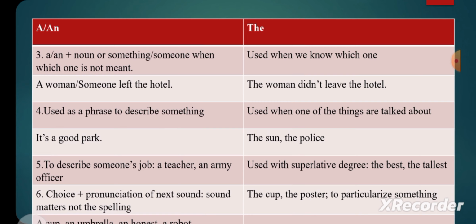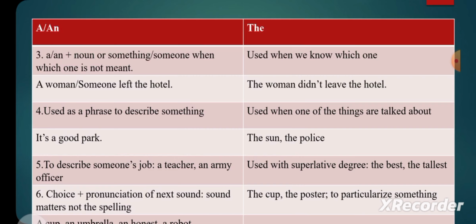And then there is a word, the police. When we are talking about a police officer, a police officer is a singular noun, but the police will refer to one as well as more police officers. We can say the police came to the hotel. It means that there was only one police officer, as well as there were more than one police officers who came to the hotel.